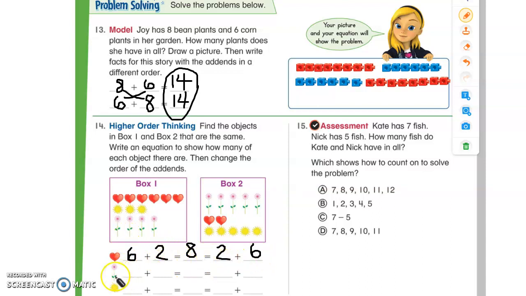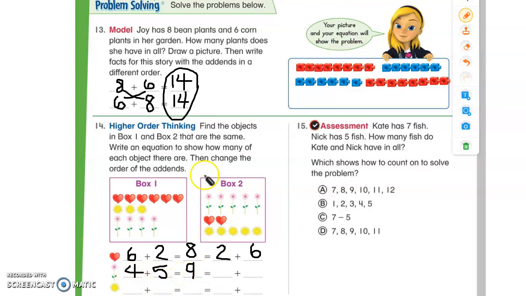All right, now I'm going to move to the flowers. In box 1, I have 1, 2, 3, 4 flowers. Plus, I have 1, 2, 3, 4, 5 flowers in box 2. I'm going to practice counting on to get my sum. 4, 5, 6, 7, 8, 9. So I get a sum of 9. 4 plus 5 equals 9.